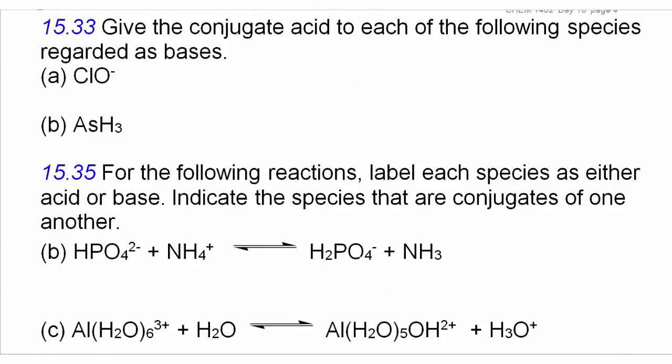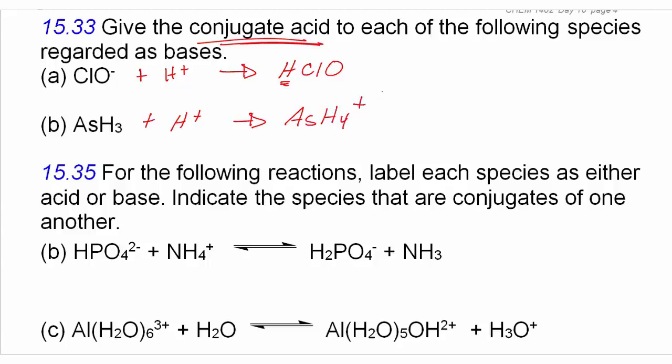Give the conjugate acid to each of the following, regarded as bases. So now we want to give the conjugate acid. You want the acid form, so you have to add an H+. And then we'll have the acid form. Whether you put the H out front or at the end really doesn't matter. Usually they like to write acidic hydrogens first. Add an H+. Now I have 4 hydrogens, but don't forget to write the plus because you're adding an H+.